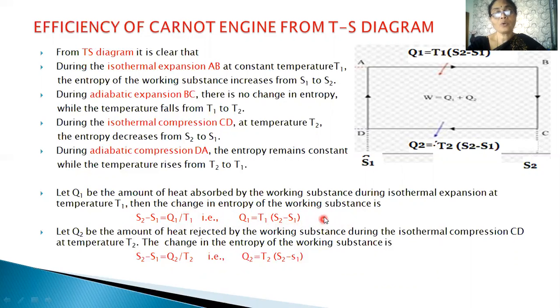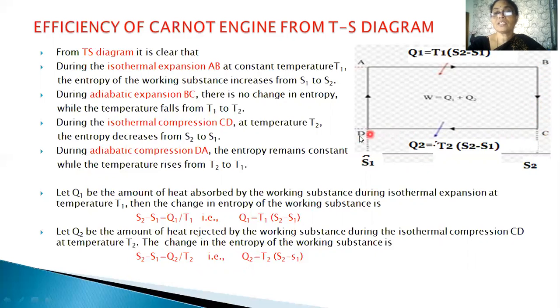According to the first law of thermodynamics, what is Q1? Q1 is the amount of heat absorbed, which is equivalent to the work done during that process. Similarly, between B and C, since it is an adiabatic process, entropy remains constant in this process, so there is no change in entropy.